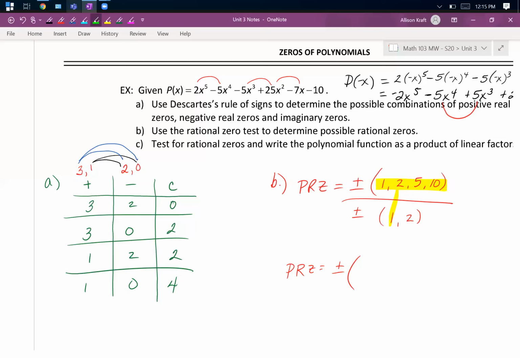All right, so each one of those numbers over 1, when we divide by 1, we just get those same numbers back. And now we'll take each one of these numbers over 2. 1 over 2 is a half. 2 over 2 is 1, which is already on our list. 5 over 2 is 5 halves. And then 10 over 2 is 5, already on our list. So there we go. There's our list of possible rational zeros.